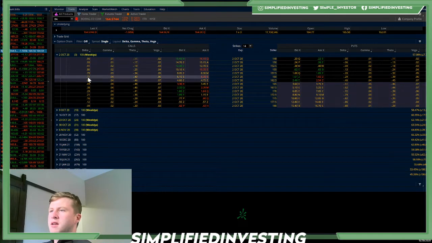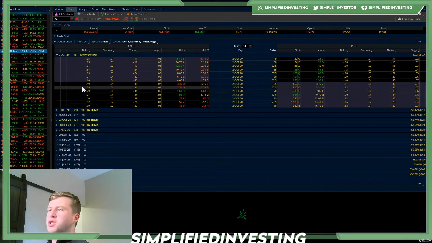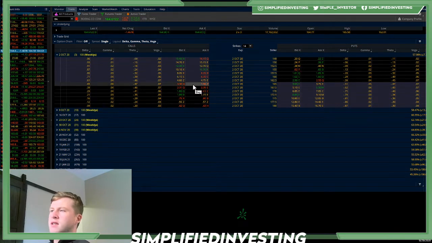So getting started, Delta is how much that option contract will move per dollar movement in the underlying. So this is for right here. So if Boeing goes to 165.60, this contract right here will gain 0.50, otherwise $50.